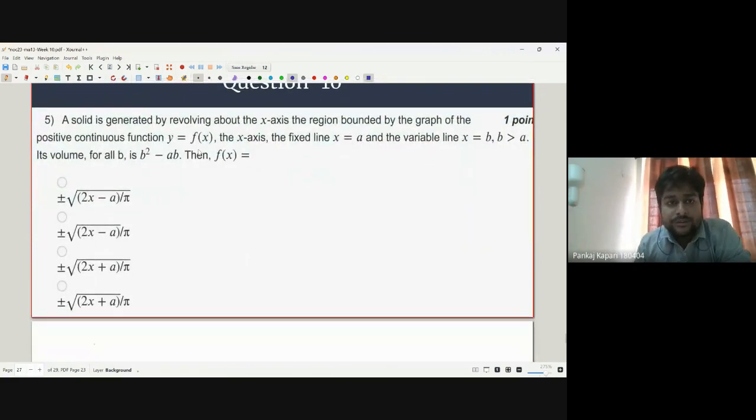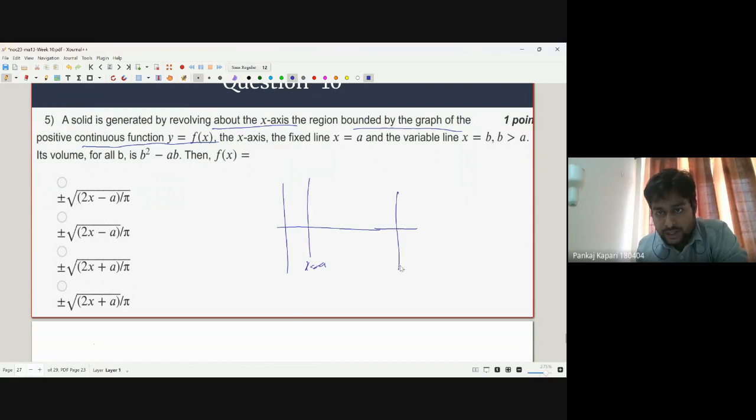So again, you have a solid that is generated by revolving some region about the x-axis. Okay, so the axis about which we are revolving is x, and the region is bounded by the graph of some positive function. This function we don't know, but we know that it is positive. Okay, and there are two lines. Let's say x equal to a, and then a line x equal to b, and this function will have some graph. Let's say this is the function y equal to f(x).